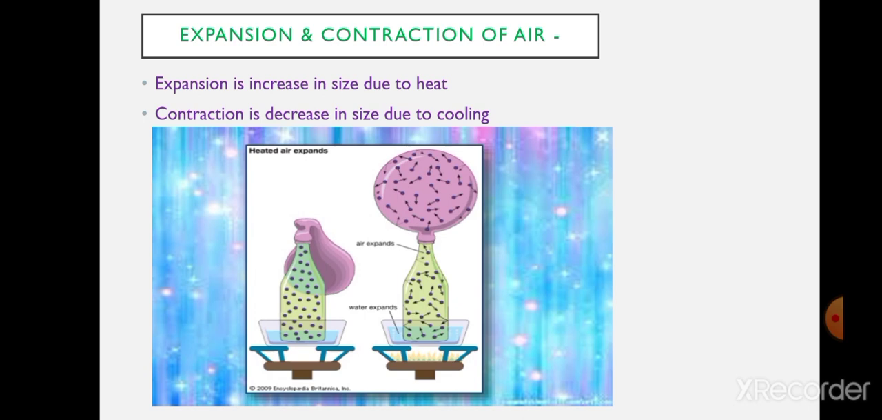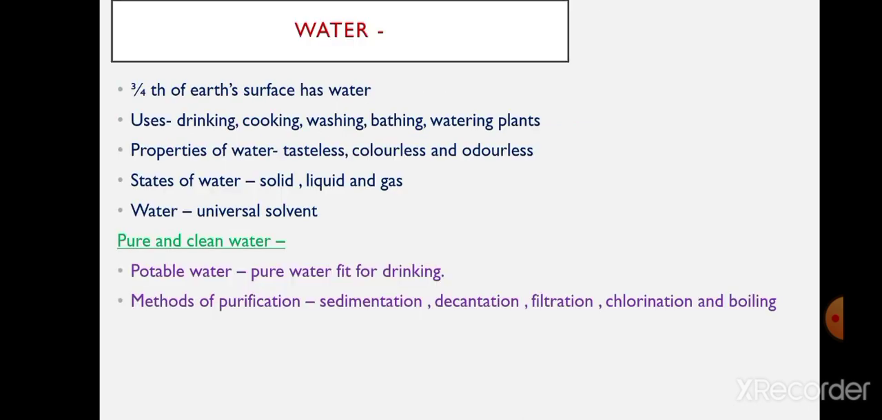This is the thing about expansion and contraction of air, and we can prove this with the help of an example. Now the next topic is water. As we all know, three-fourths of our earth's surface is covered with water, but most of the water is found in seas and oceans, and these are all unfit for drinking. Why? Because they are salty in taste, right? So we cannot drink them, they are impure.